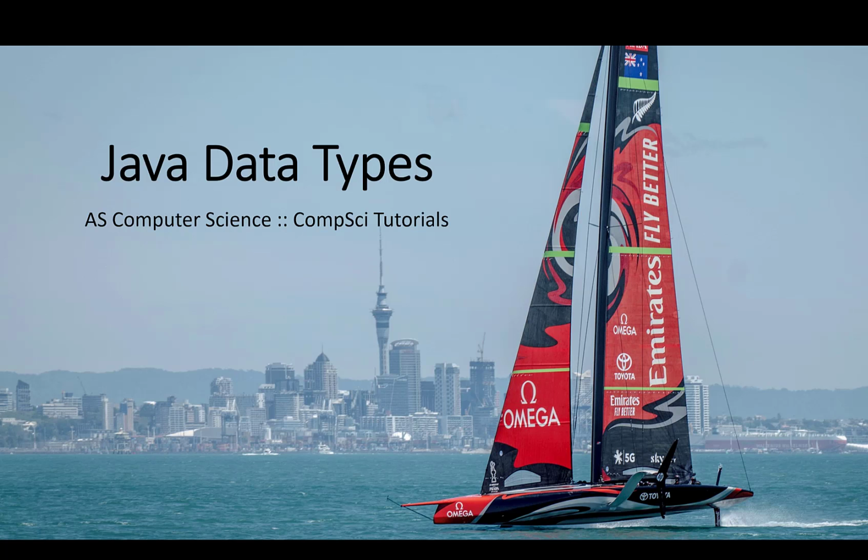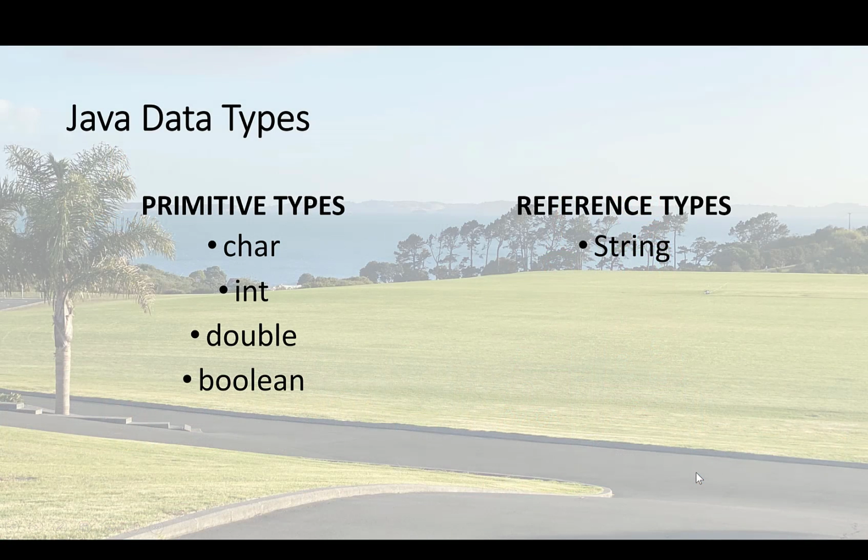Now in Java, we've got two main data types. We've got primitive types and reference types. We only need to know about 5 data types in AS Computer Science. There are more that exist in the Java programming language, and if you're interested in them, you can look at those in your own time. But 4 of the 5 we know as primitive types. Chars, ints, doubles, and booleans are built into the heart of the Java programming language. Strings, however, are reference types.